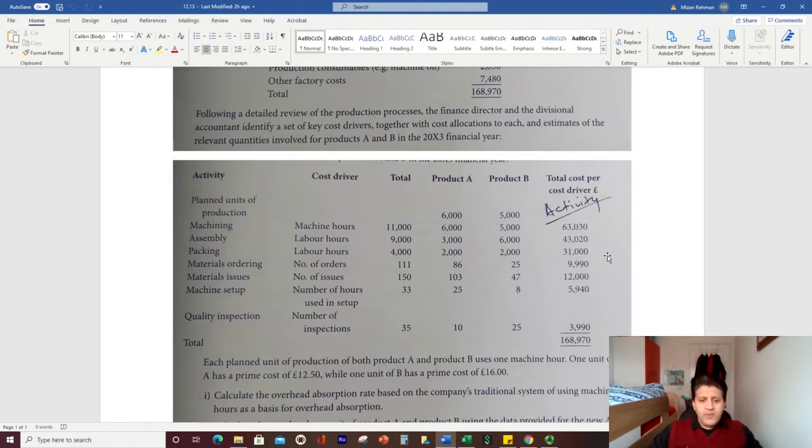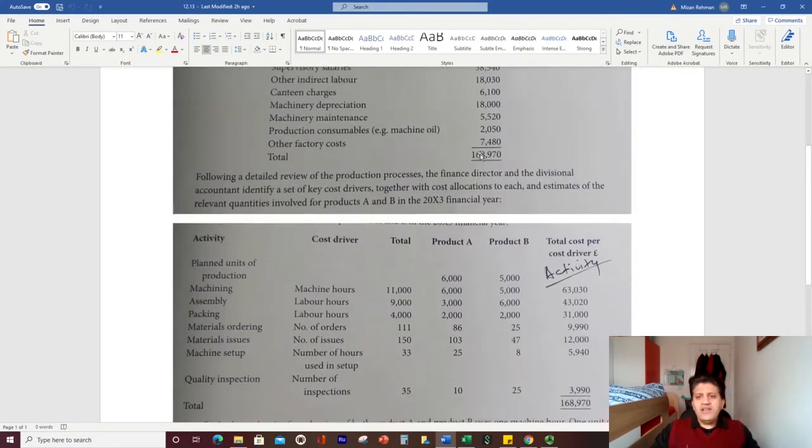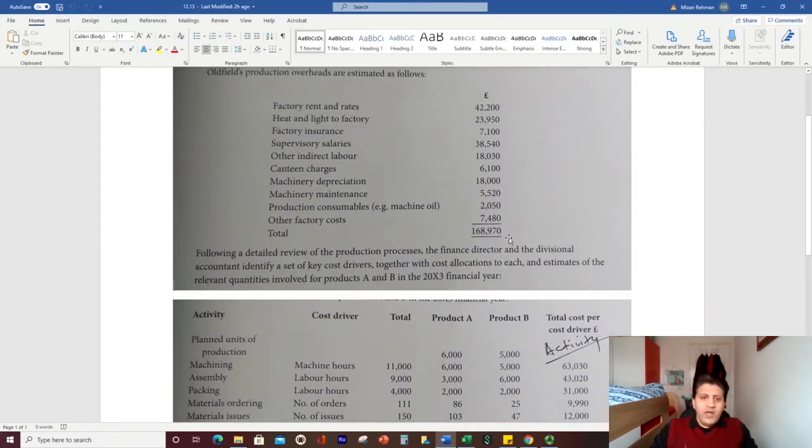Then we have quality inspection, 35 in total, 10 for A and 25 for B, and the total cost of inspection is given, and the total cost is 168,970. This total cost is exactly the same as above.